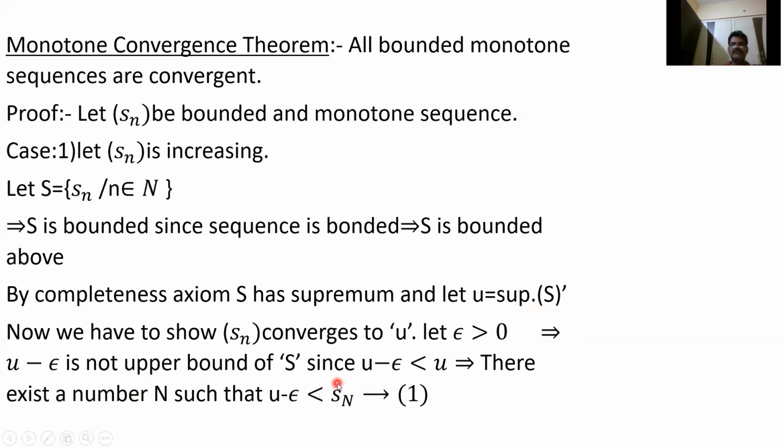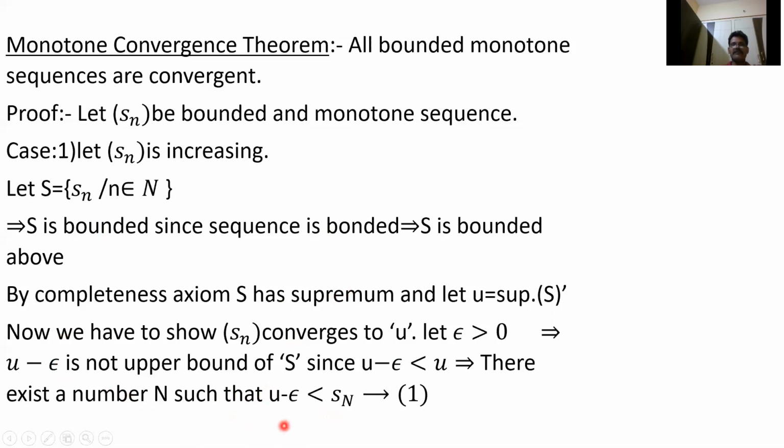Now what does it mean to be an upper bound? U minus epsilon is called an upper bound if Sn is less than or equal to U minus epsilon for all n belonging to the natural numbers. Not being an upper bound means there exists a natural number N such that U minus epsilon is less than SN, because it is not an upper bound.